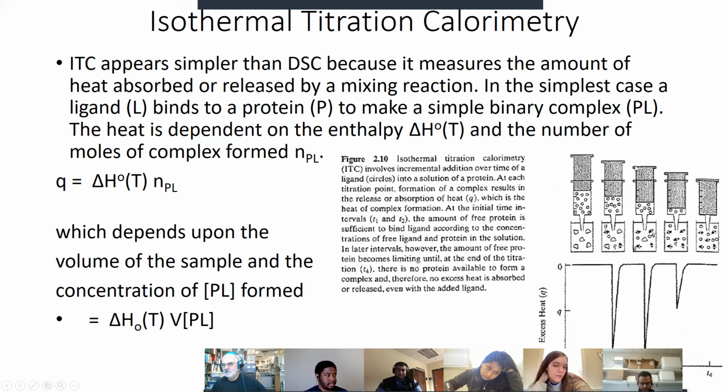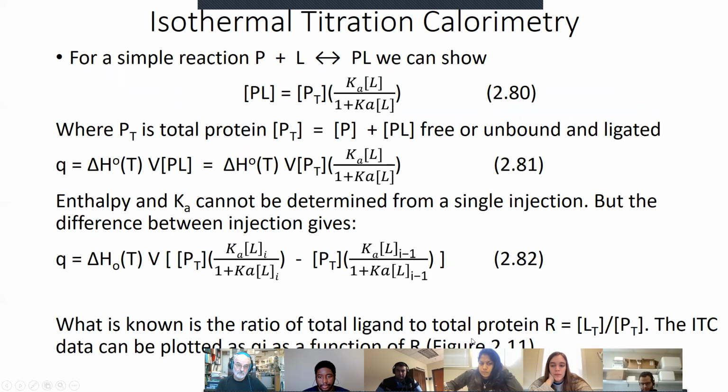And so the experiment is done as depicted here. You push a little bit in, you measure the heat. You push a little more, you measure the heat. You push a little more, you push a little more, you push a little more. And you design this in a way that you get a full titration curve. What this is depicting is the fact that as you make more and more complex, there's less and less reaction. And so the heat disappears because there's no reaction.